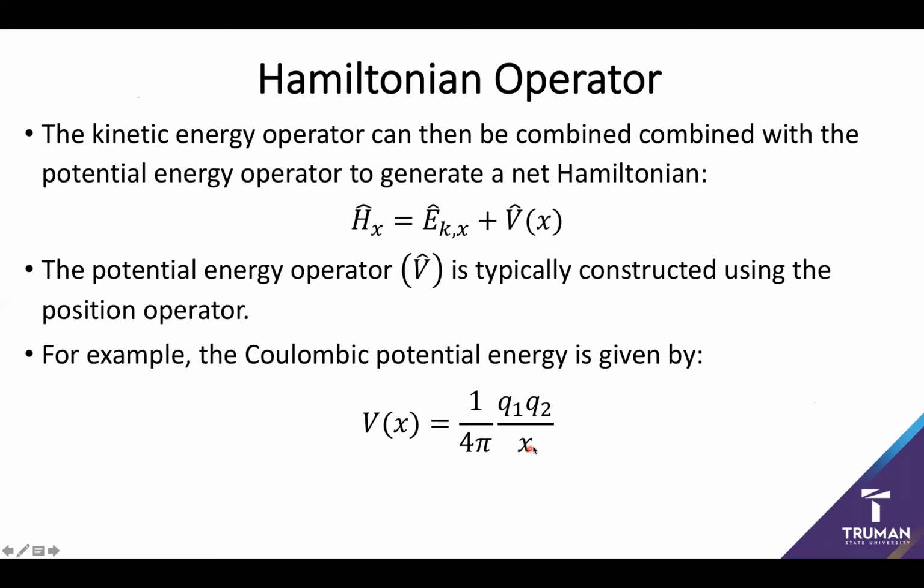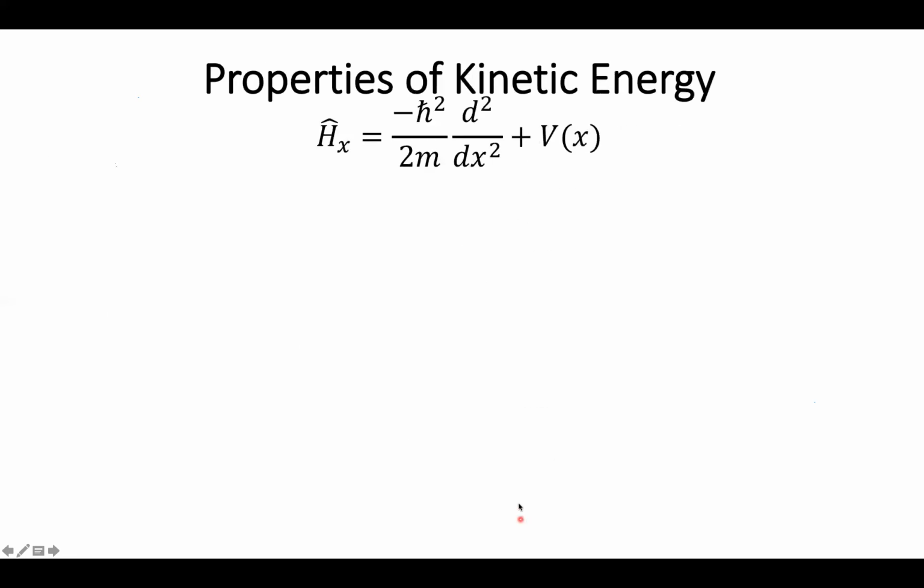Well, congratulations, you can do this same process in operator notation. And this means that 1 over 4 pi, well, that's a constant. The charges are just going to be a constant depending on the system. This means that my only variable is, oh, it looks like the position operator. So in this case, we can express our potential energy with 1 over the position operator. And then we can go ahead and combine this with our kinetic energy to give us a generalized form.